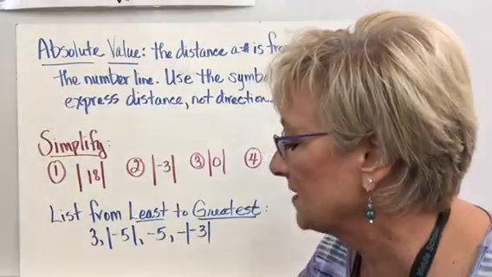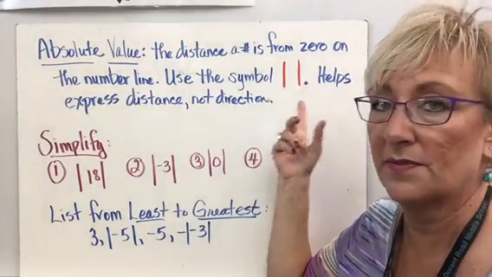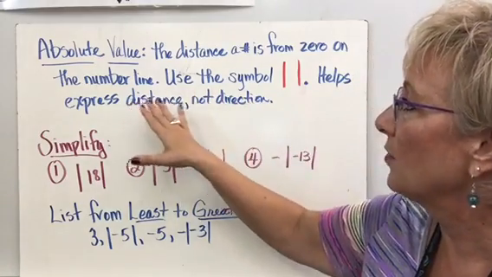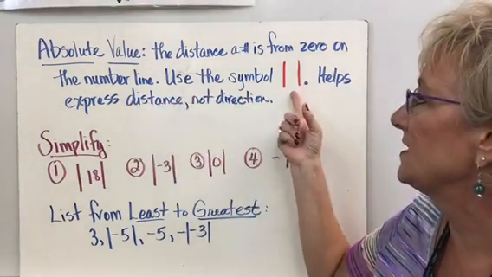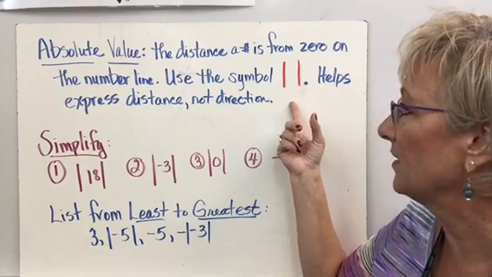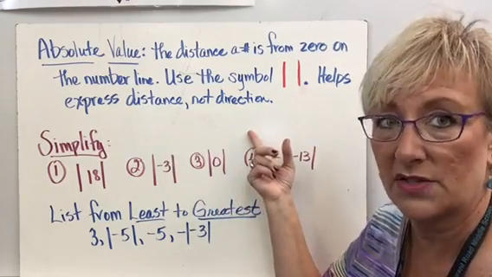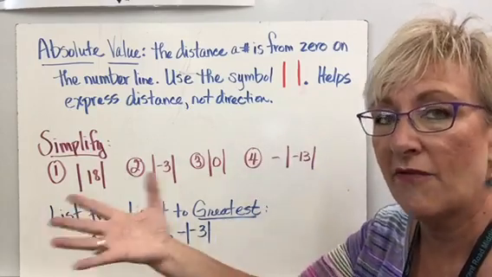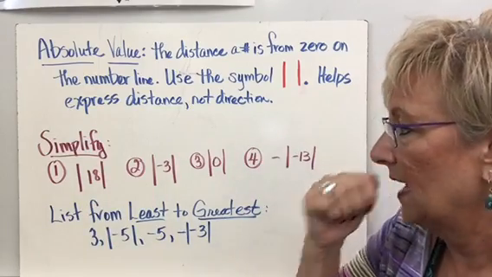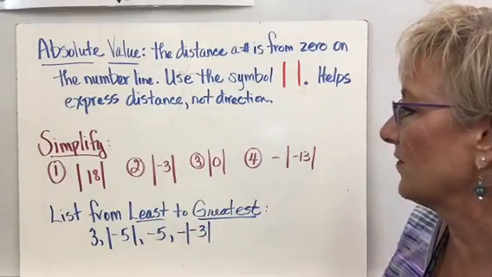All right, let's do some absolute value. We've talked about how the absolute value is the distance a number is from 0. The number on the number line, you're going to use these absolute value vertical symbols around a number, and it helps us express distance and not direction, okay? So it tells us how far from 0 something is. Let's simplify these. It says to simplify these, and then it says to list from least to greatest.